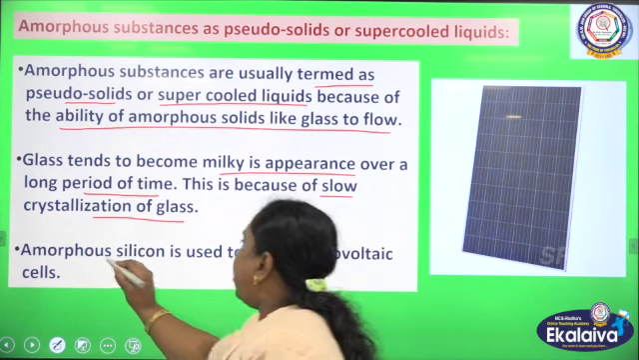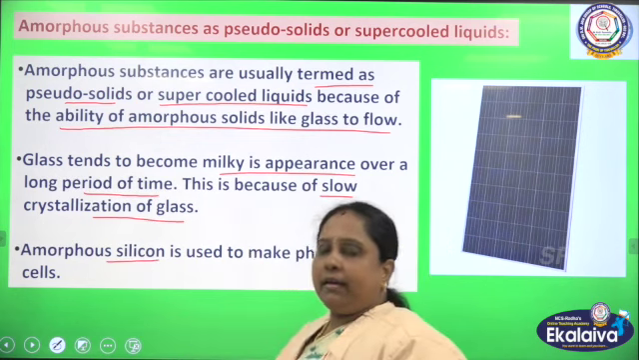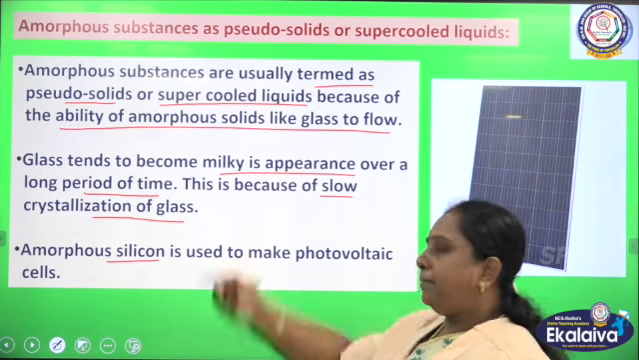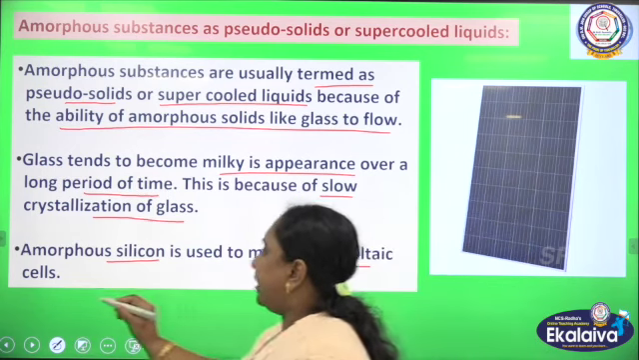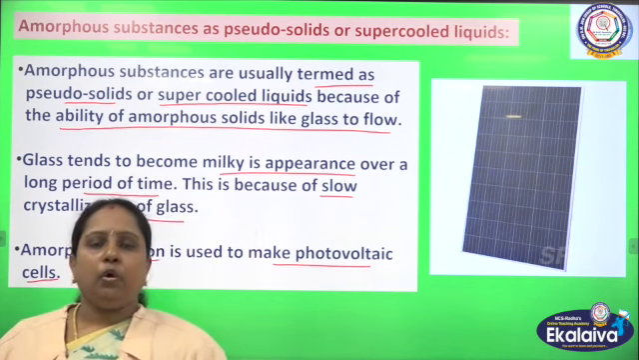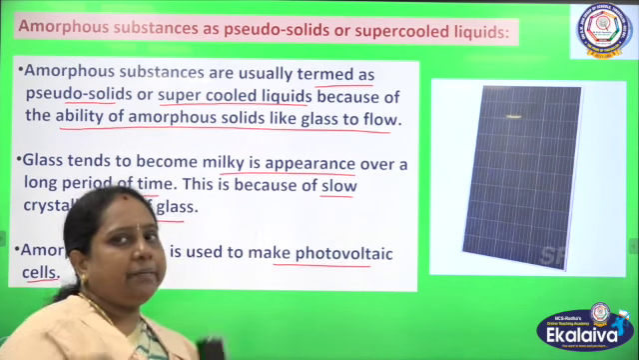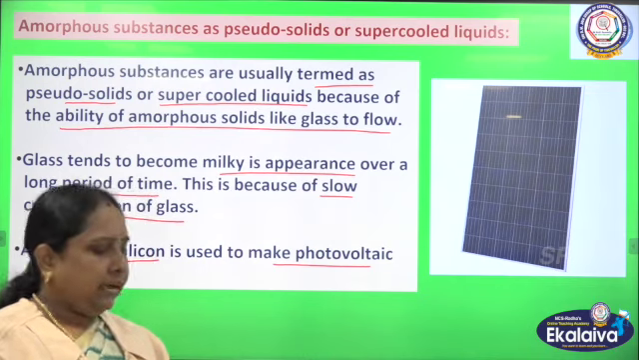For example, amorphous silicon, which is a supercooled liquid, or can be called a pseudosolid, is used to make photovoltaic cells, which generate electricity using energy from sunlight.